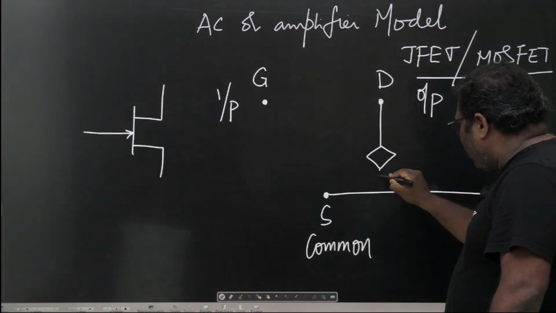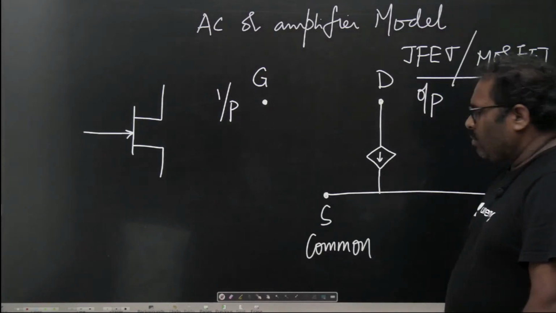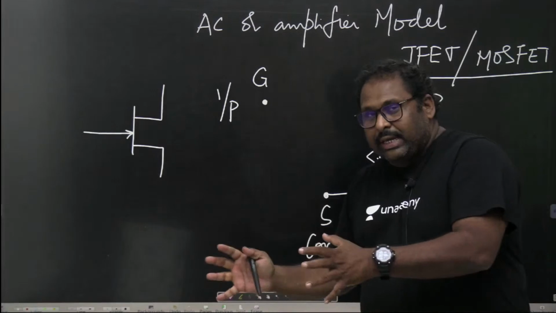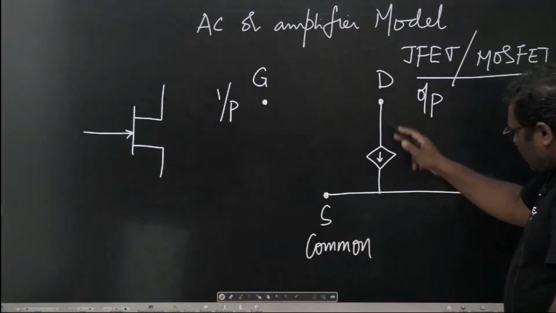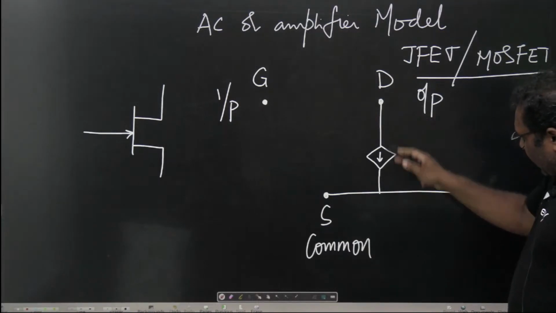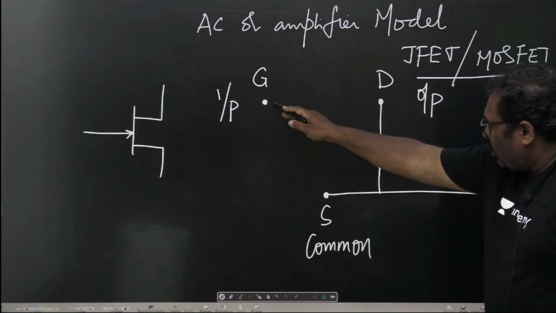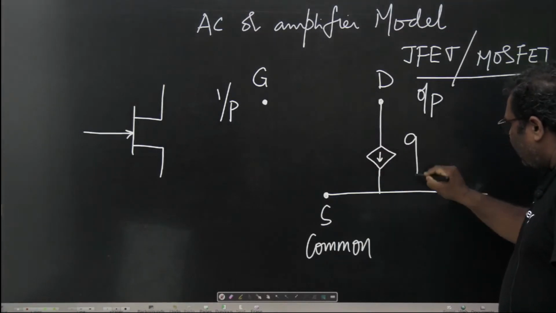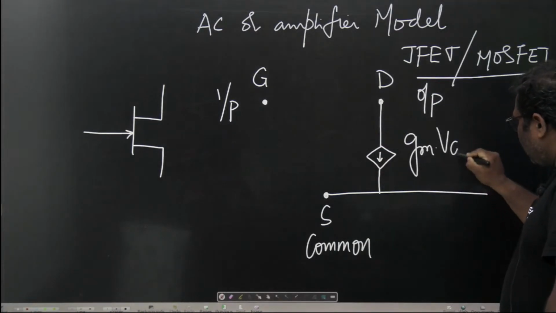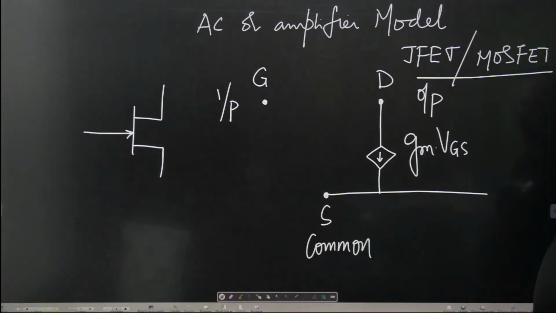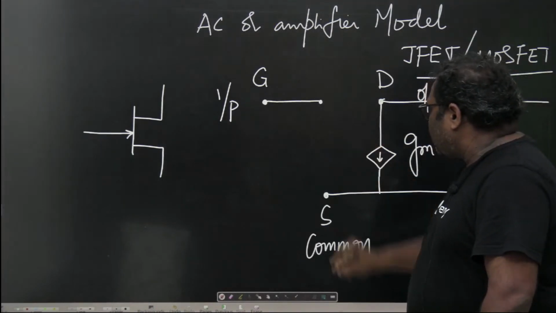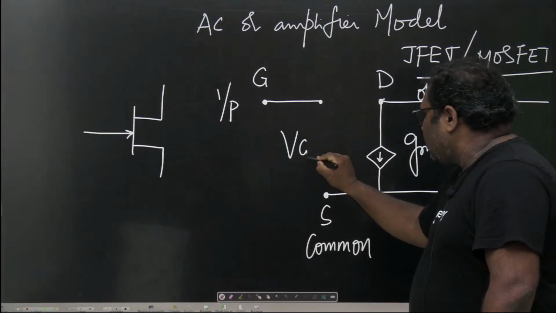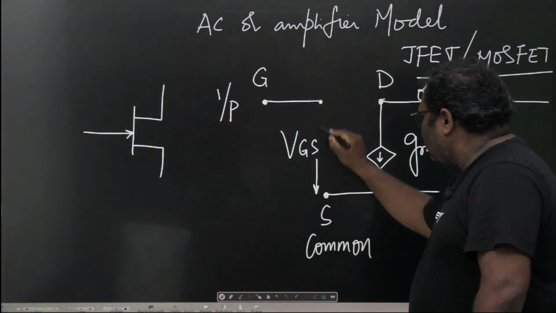And this current flow is not simply controlled by the VDD. Given this saturation region of operation, the current here is controlled by the gate voltage, so that it is called gm into VGS, and it does not depend on anything else. It depends only on this VGS.